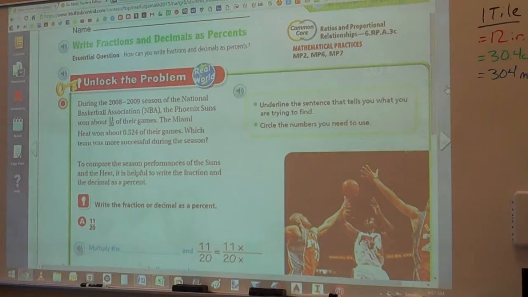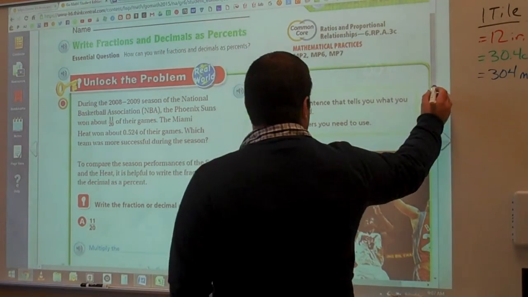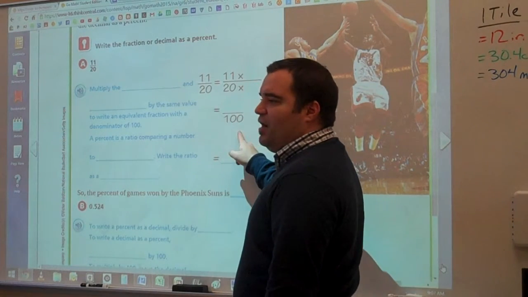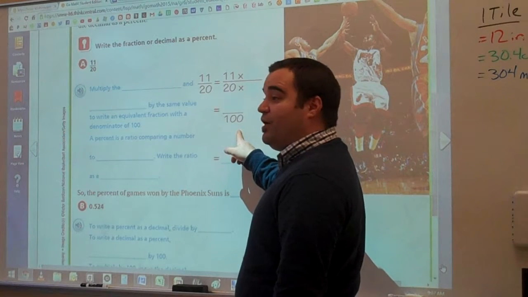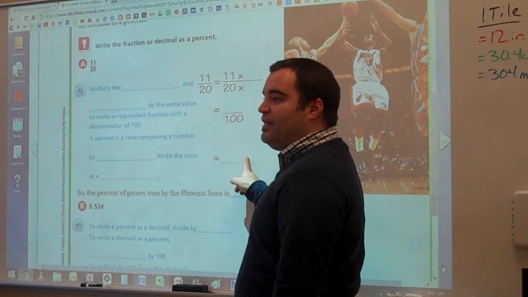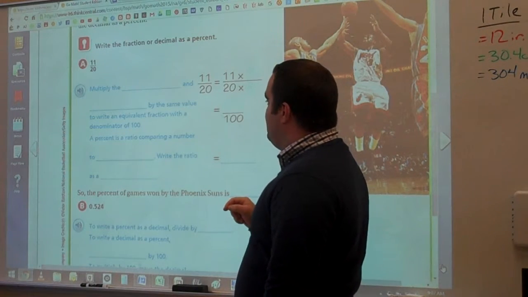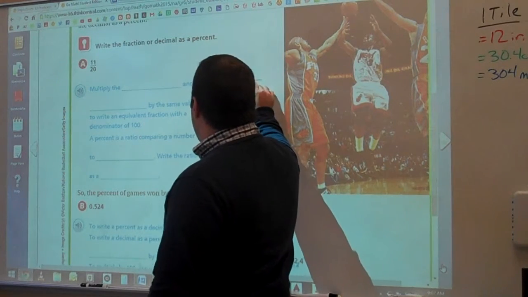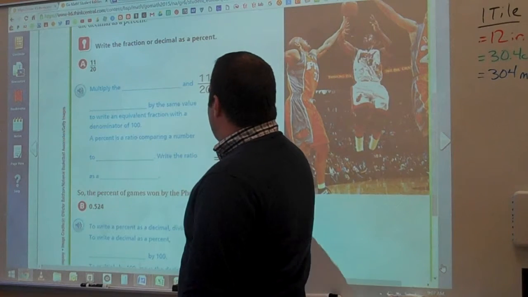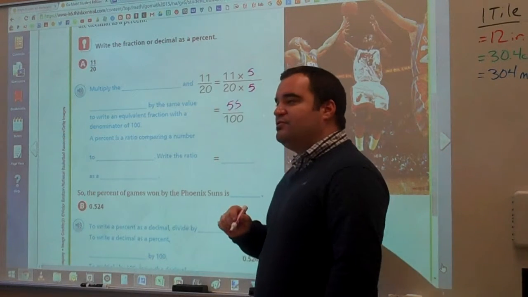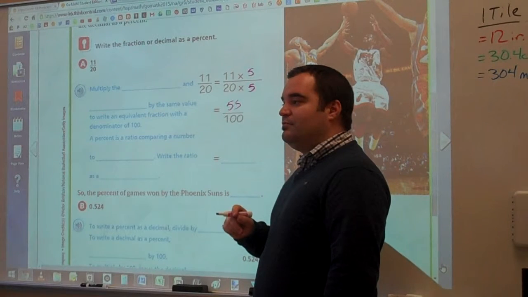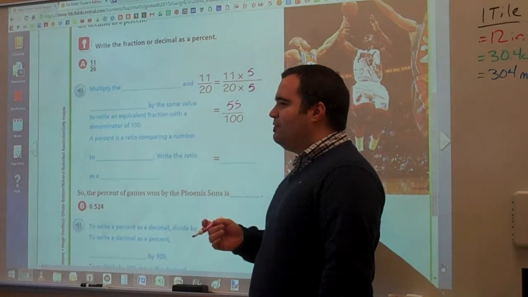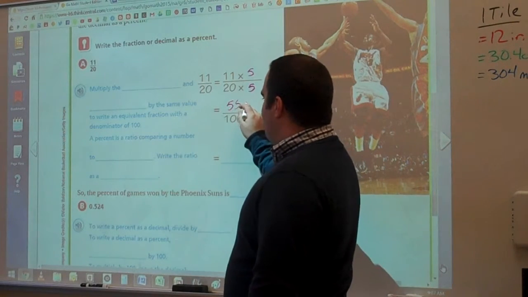Now, your book shows you how to do this one way. It's kind of ridiculous. They want you to take 11/20ths, multiply it by something to get to 100, because we know that percents are for every 100, and then turn that fraction into a percentage. 20 times what would be 100? 5. So whatever you multiply the bottom by, you also have to multiply the top by. It would be 55, and then 55 over 100 turns into what percent? 55%. Because it's the number for every 100.